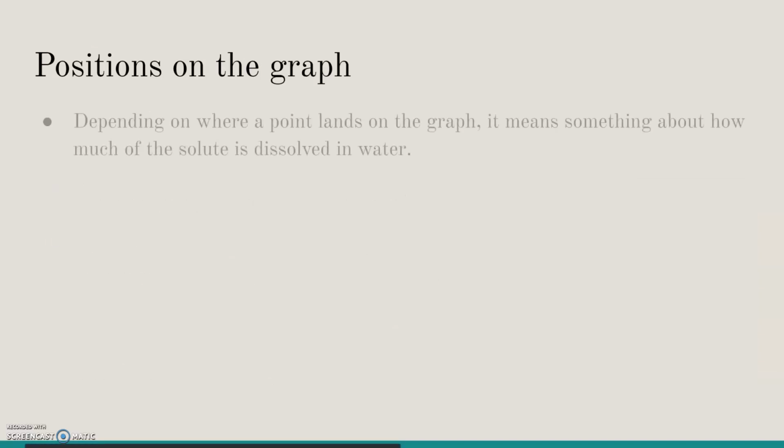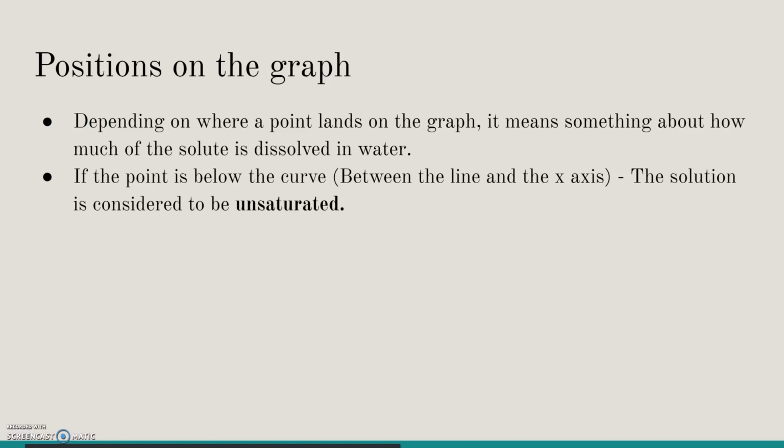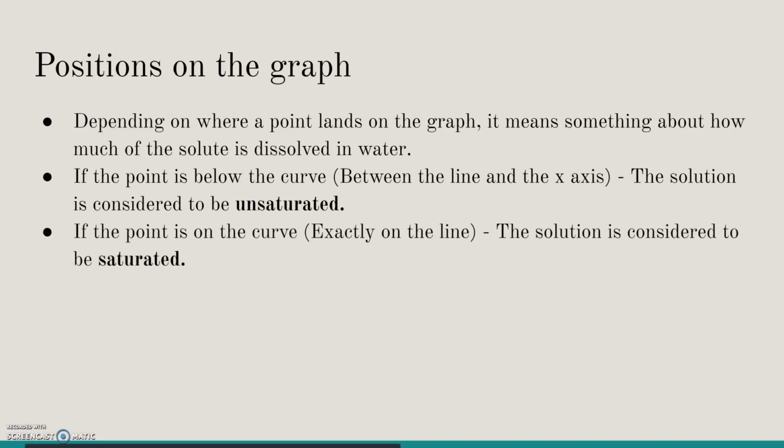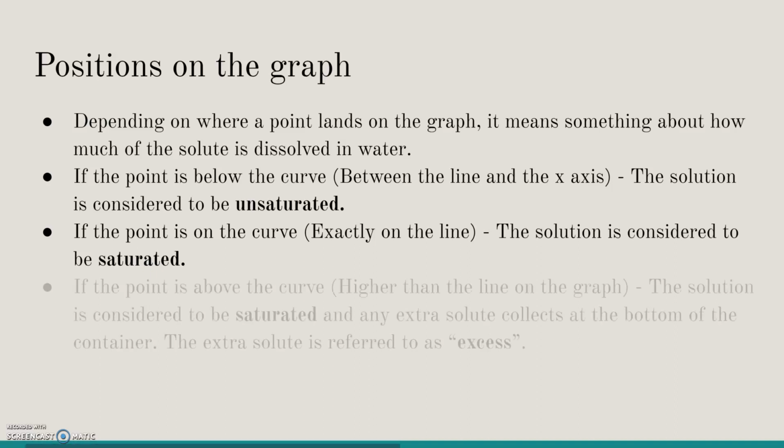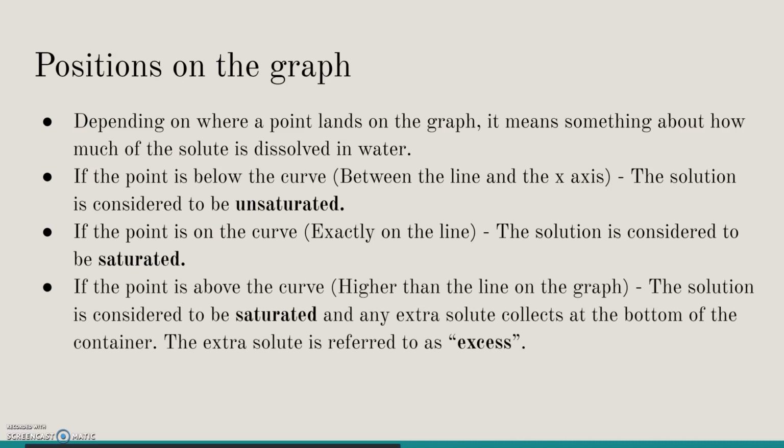Positions on the graph. Depending on where a point lands on the graph, it means something about how much of the solute is dissolved in water. If the point is below the curve, between the line and the x-axis, the solution is considered to be unsaturated. If the point is on the curve, exactly on the line, the solution is considered to be saturated. If the point is above the curve, higher than the line on the graph, the solution is considered to be saturated. And any extra solute collects at the bottom of the container. The extra solute is referred to as excess.